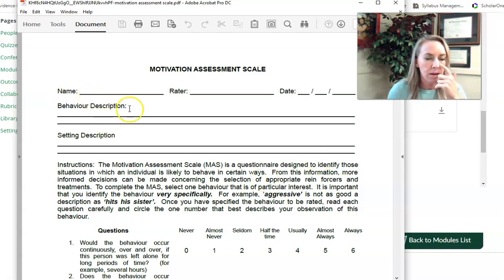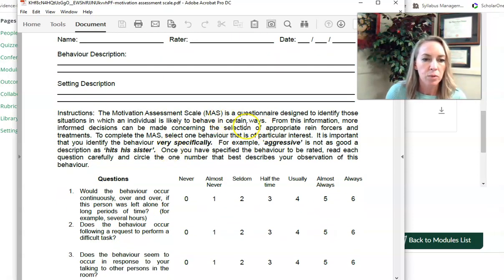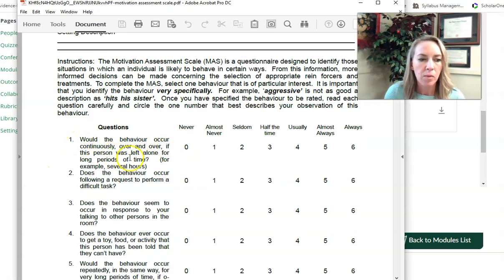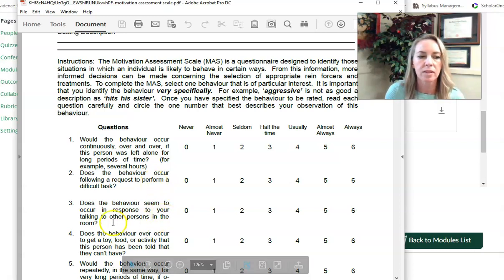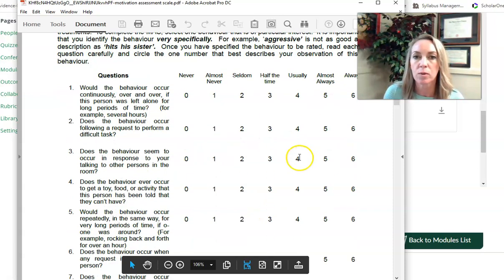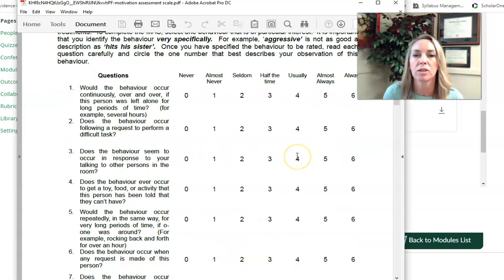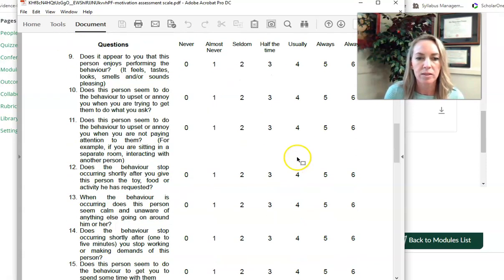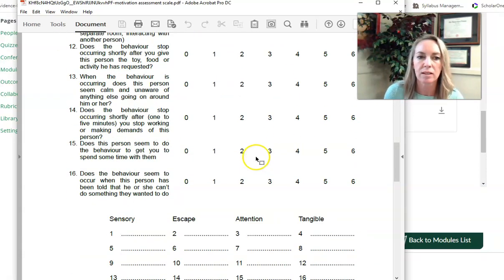So we have some important information to document here at the top, and then there are some pretty clear instructions for filling out the form. But essentially, you have a number of prompts about when, where, and why a behavior occurs. And you're to rate the behavior, or someone who is experienced with the student and the behavior would rate the behavior. And then the person who is trying to gather the information can score it.